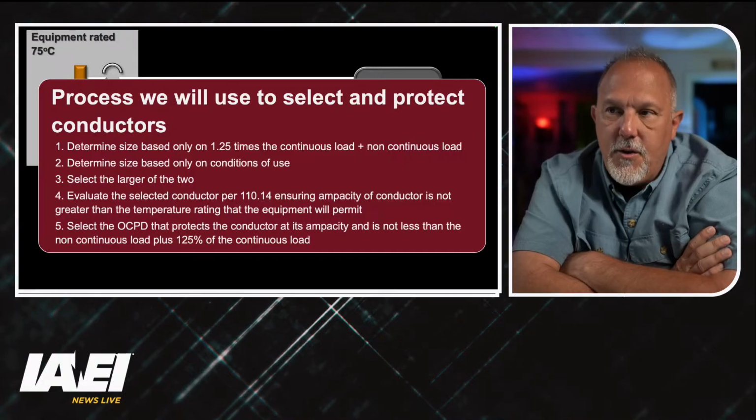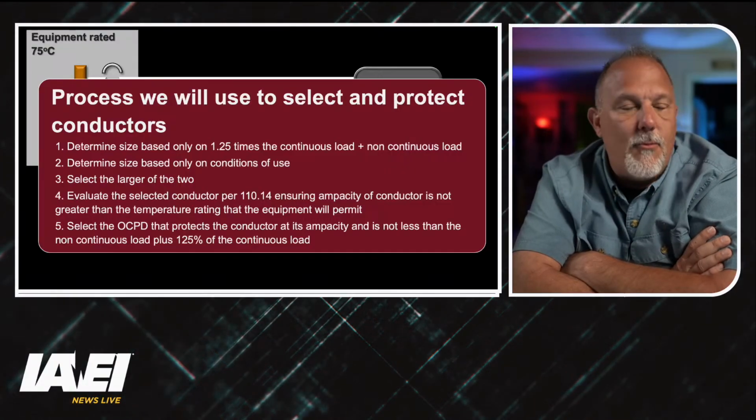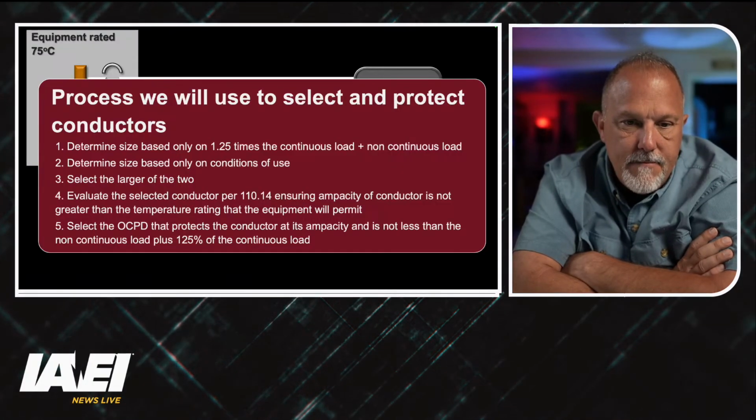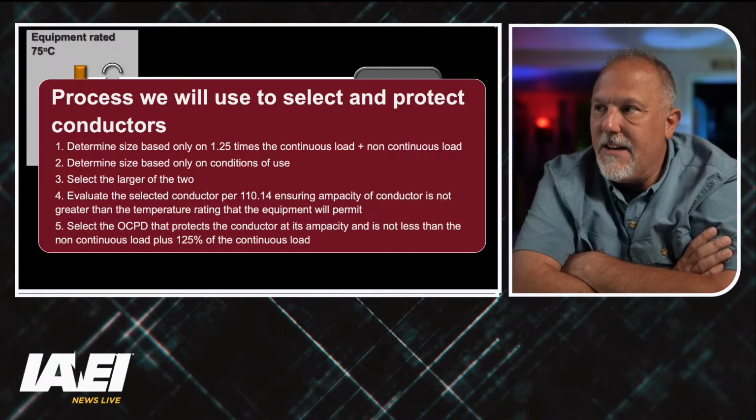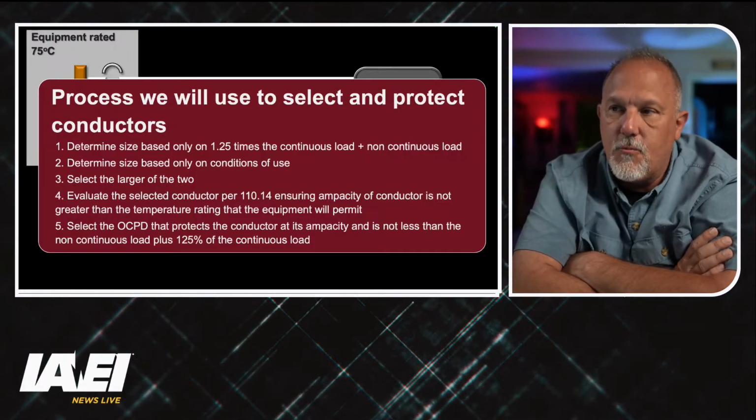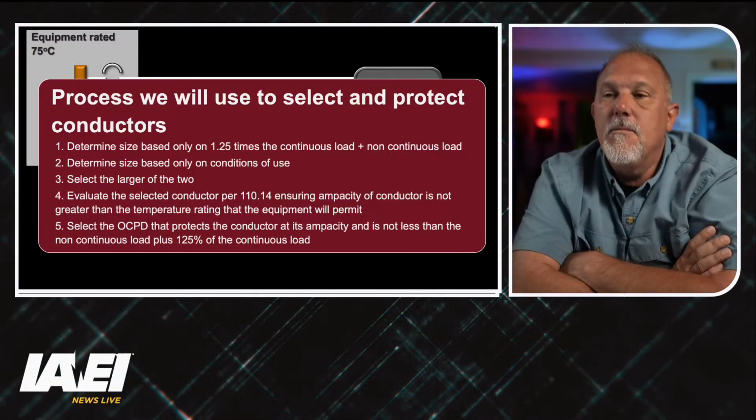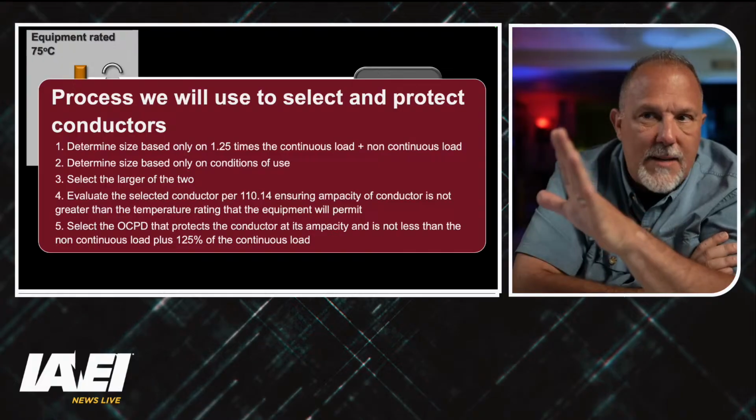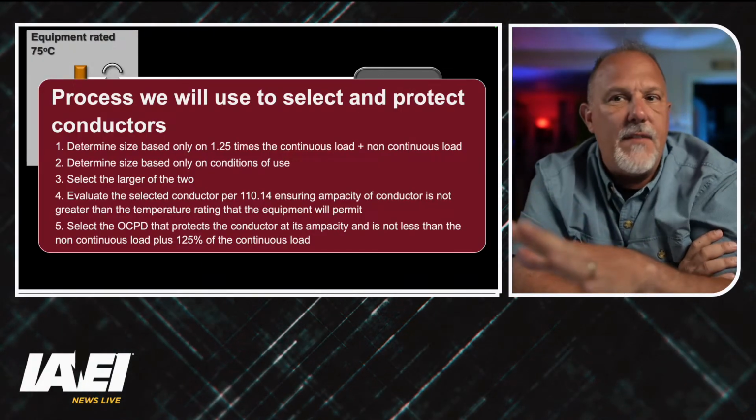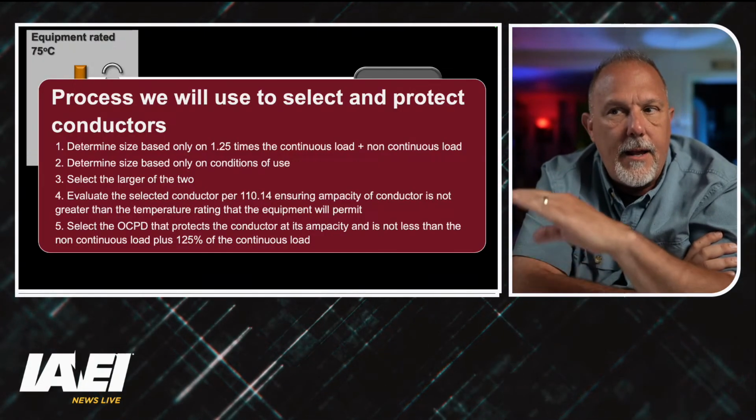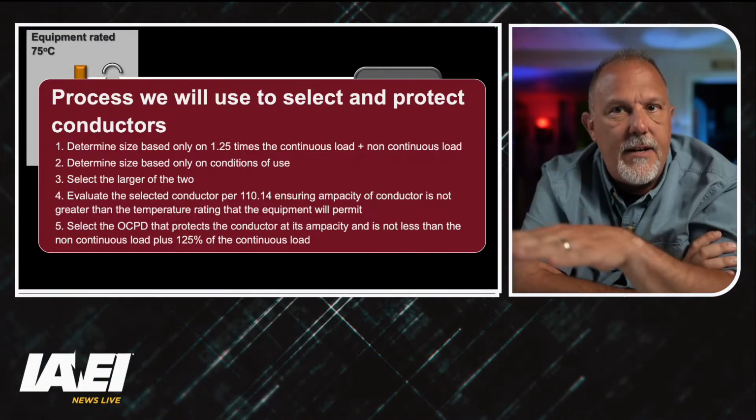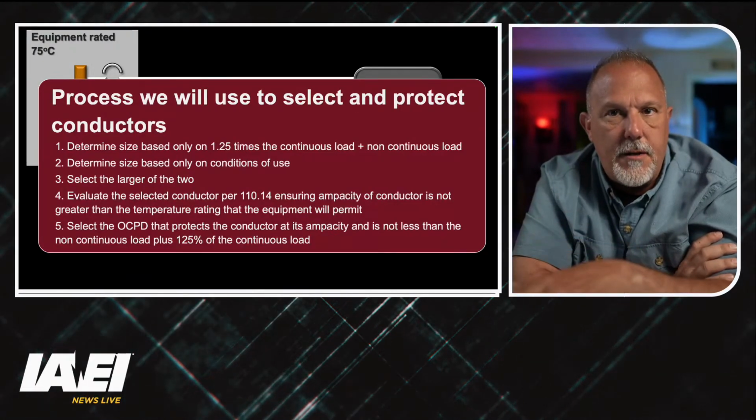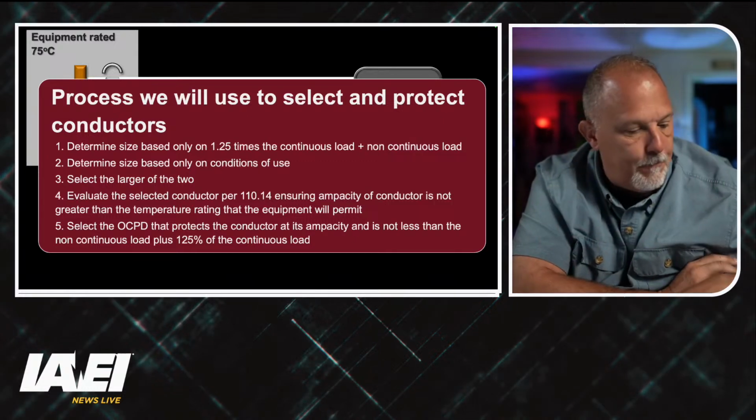Then I'm going to evaluate that selected conductor per 110.14, which ensures the ampacity of the conductors is not greater than the temperature rating of that equipment. And then I'm going to select the overcurrent protective device. So I'm going to do all steps 1 through 4 before I even get to overcurrent protection. My overcurrent protection doesn't even enter into the debate and argument until the very last step. All right?